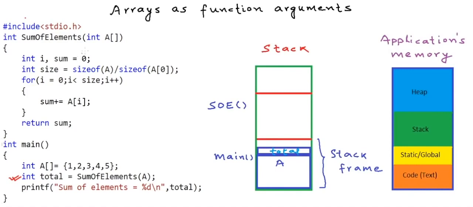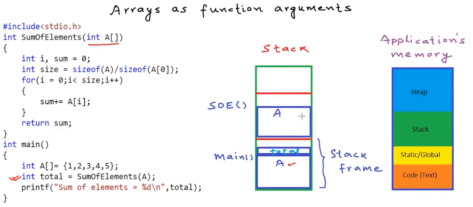Okay, now this parameter is a local variable to the function sum of elements. It is not this A in the main method. What happens when we make a function call is that the value from the variable in the calling function is copied to the variable in the called function. So ideally we should have one more A local to sum of elements, and the value of A should be copied into this parameter A.